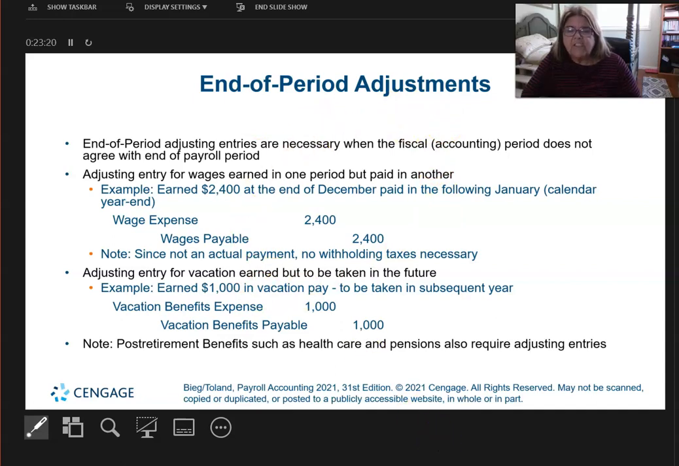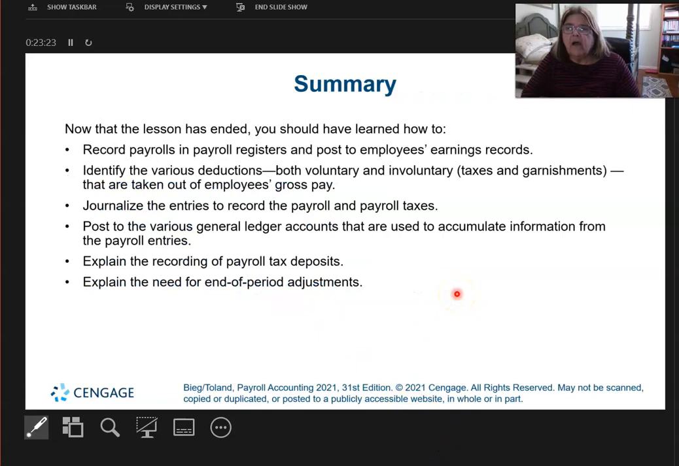And finally, let's talk about everything we did here. We looked at how we have to record payroll in the registers and put them in the employee earnings records. They have to be up to date. We have to analyze the various deductions. Then we have to journalize. The biggest part of this chapter is journalizing, and that is probably the hardest thing for most students to do.